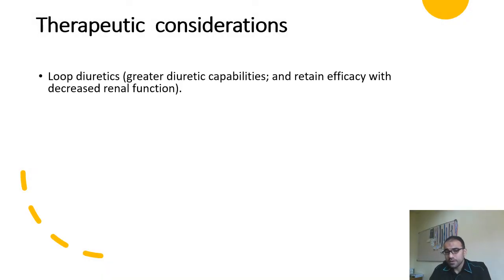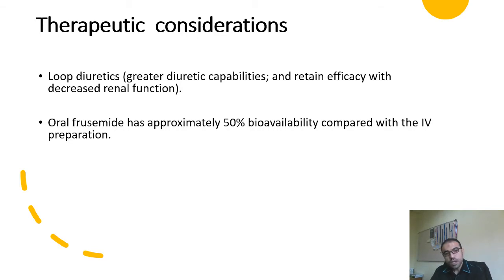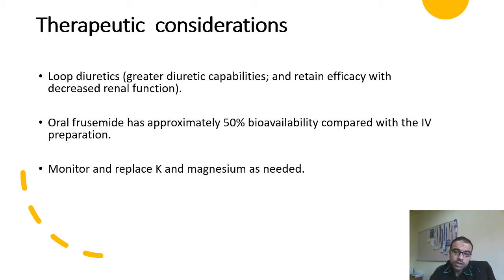With regard to the therapeutic consideration, of course, when we talk about diuretics in heart failure, we talk mainly about loop diuretics, with respect to their higher diuretic capabilities and also their ability to retain efficacy with reduced renal function. The bioavailability consideration when converting between oral and IV agents is very important. There is a 50% difference, so it is very important to consider this while converting.